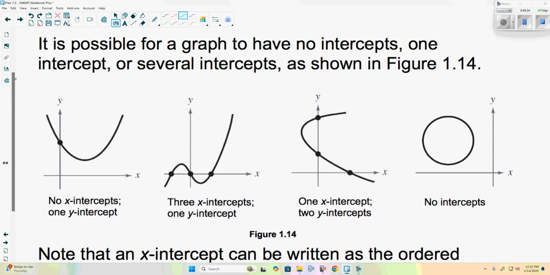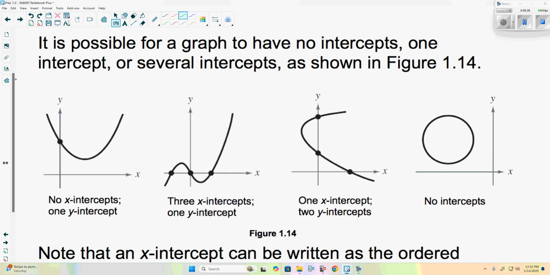It is possible for a graph to have no intercepts, never crossing the x-axis. We looked at this especially in Algebra 2, because that ended up having imaginary solutions. This is where our solutions with i came into play. Or we could have, say, 3 intercepts, because it crosses the x-axis in 3 locations, and this has 1 y-intercept. Now this first one does have a y-intercept, just no x. Or here we can have 1 x-intercept and 2 y-intercepts. Now this is not a function, but it still works. We can have an equation for it. Or we can have the case like this circle, where it doesn't cross either axis, so there is no x-intercept or y-intercept.